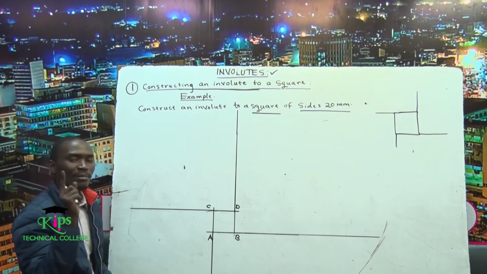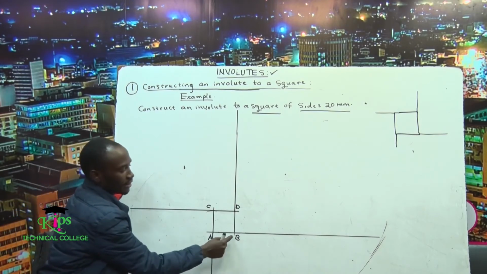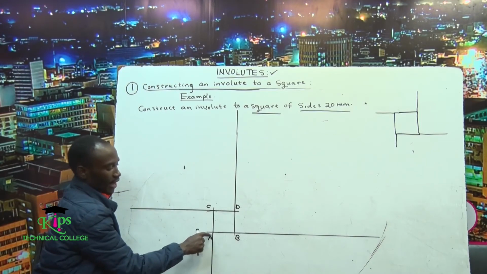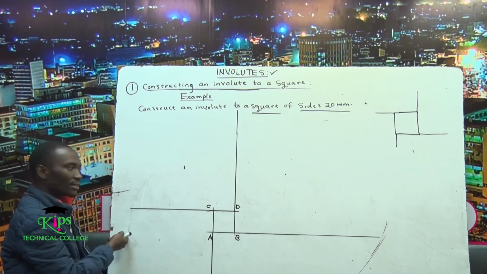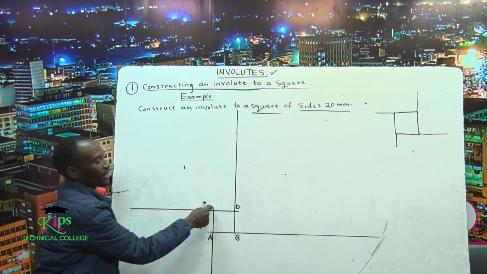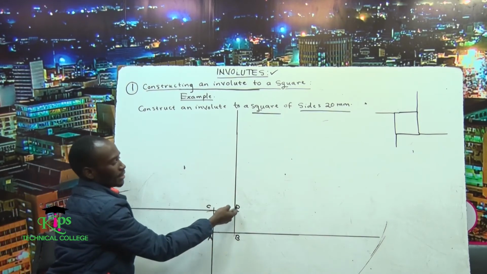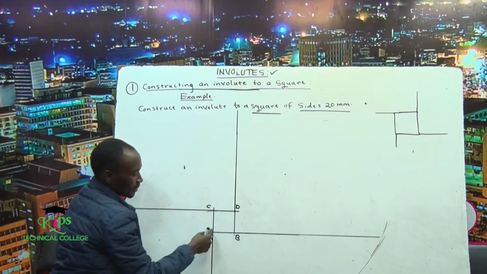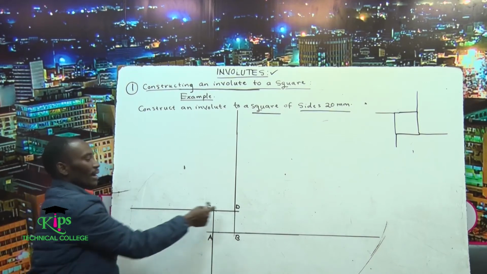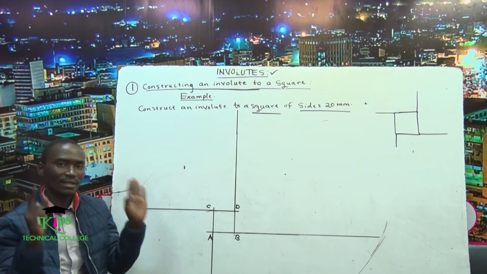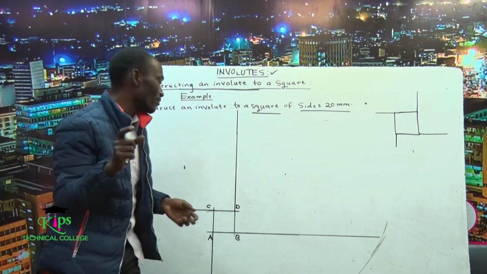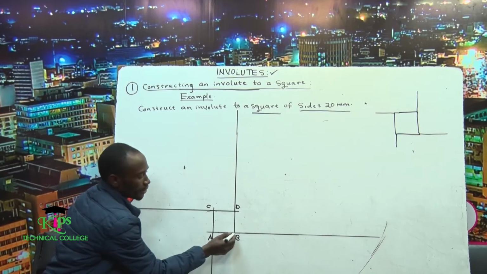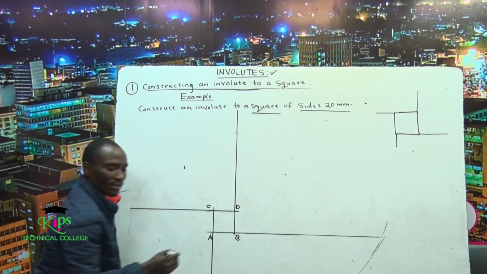So you can see that I'm leaving one line in each. In this case, at point A, I've not yet protruded this line. At C, I've not yet protruded this line. And at D, I've not protruded this line. I've considered this line, this line, this line, and this line. So you should note that. That should be like an NB before you start. Then after that, this will be the starting point of your involute.